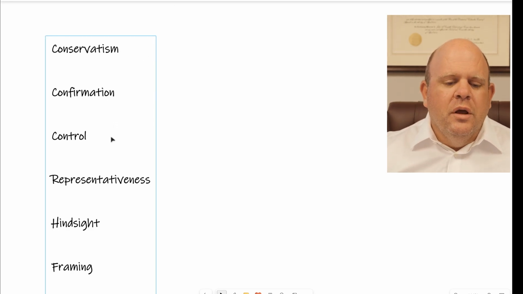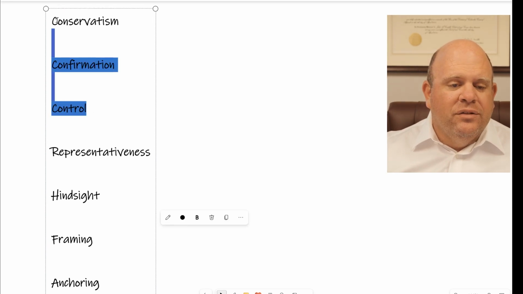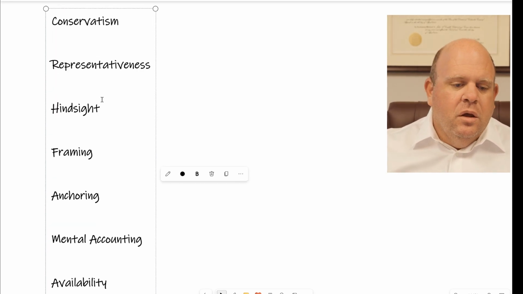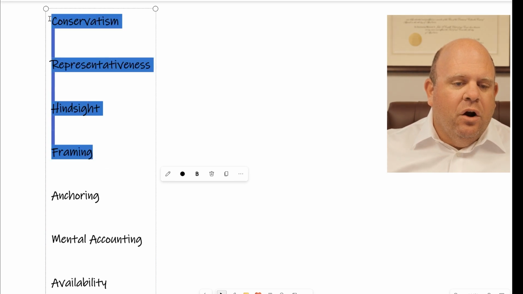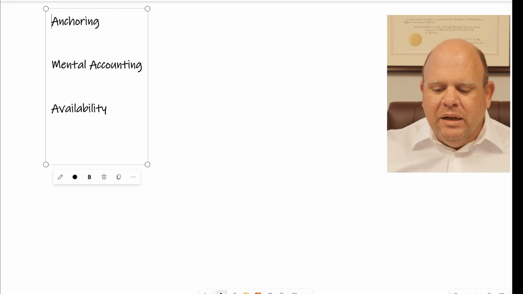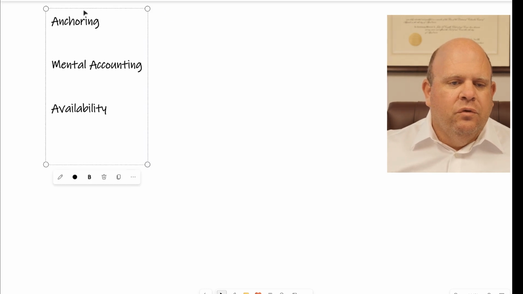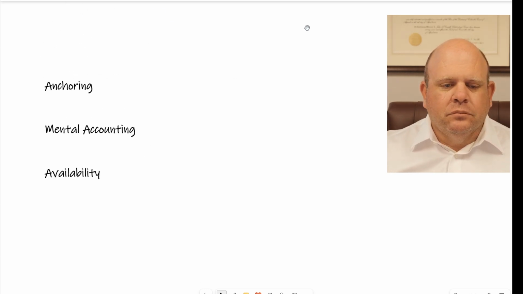So we've already gone through conservatism, confirmation, control, representativeness, hindsight, and framing. But what we haven't gone through yet are the final three, which are anchoring, mental accounting, and availability. So what are these individual forces and how can we address them? So let's go through them in turn.